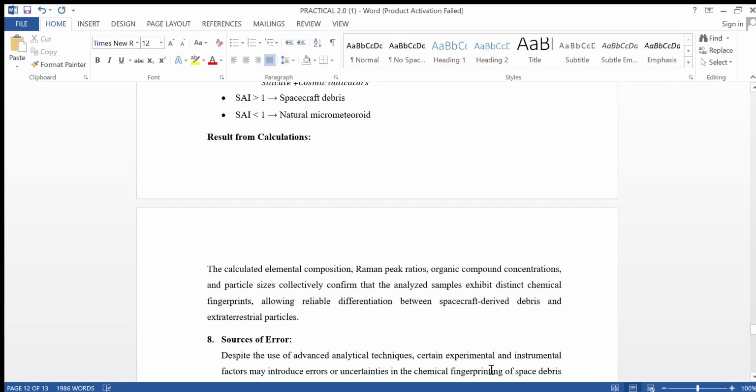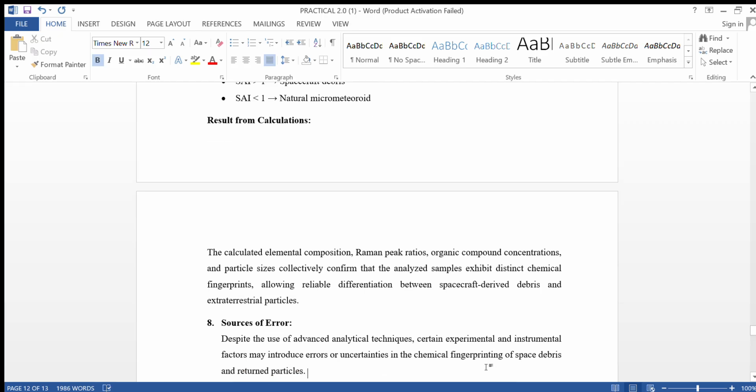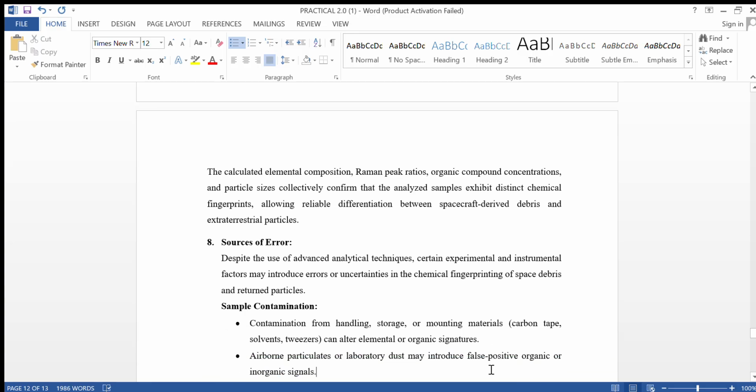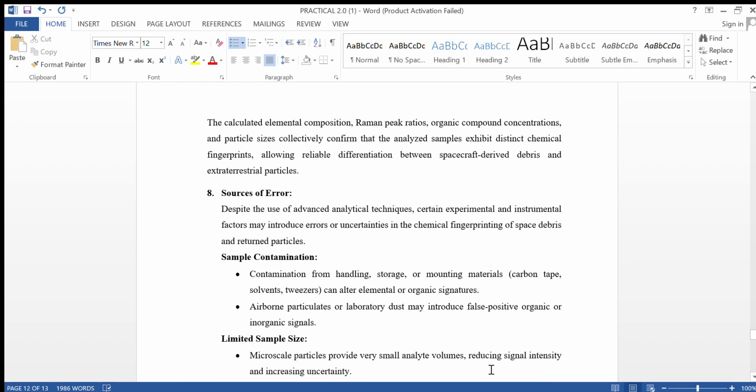The calculated elemental composition, Raman peak ratios, organic compound concentration, and particle size collectively confirm that the analyzed samples exhibit distinct chemical fingerprinting, allowing reliable differentiation between spacecraft-derived debris and extraterrestrial particles. Sources of errors: despite the use of advanced analytical techniques, certain experimental and instrumental factors may introduce errors or uncertainties in the chemical fingerprinting of space debris and returned particles.